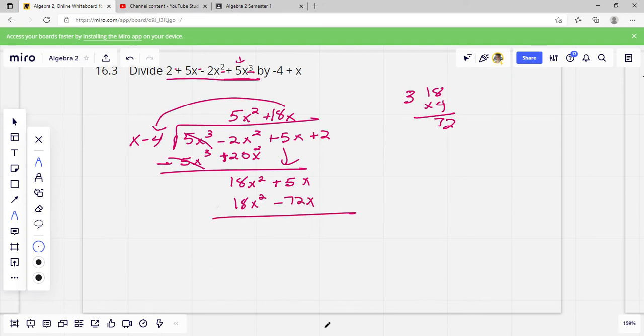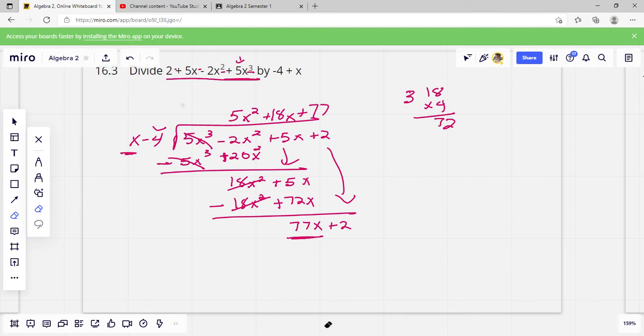Okay, now I'm going to subtract, so I change this sign to negative, this one to positive. Those cancel each other out, and this is going to be 77x. Now I'm going to bring down my 2. Okay, now what do I have to multiply times x to get 77x? Well, just 77. See how my exponent's going down each time? So I have to multiply times 77.